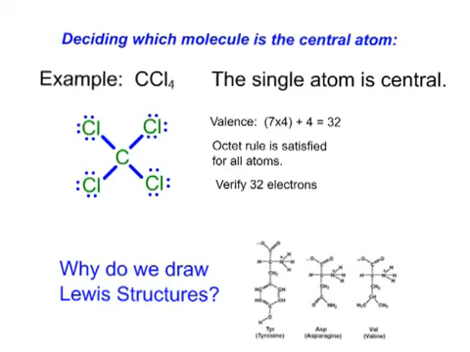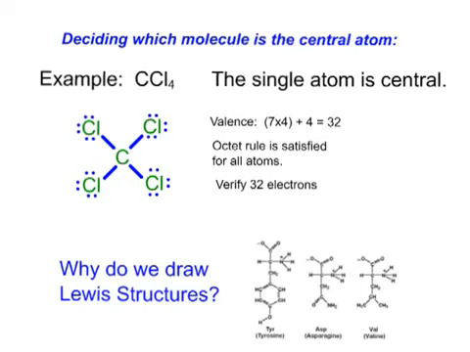And the good rule of thumb is that the single atom is generally central. So if you see some kind of a molecule like this, that single atom, the carbon, is generally the central atom that is bonded to those 4 substituents off of it. So this is just another case that you can look at. The octet rule is satisfied for all of the atoms. We found the valence electrons first, the octet rule is satisfied for each of them, and we verify that there are indeed 32 electrons in our Lewis structure.